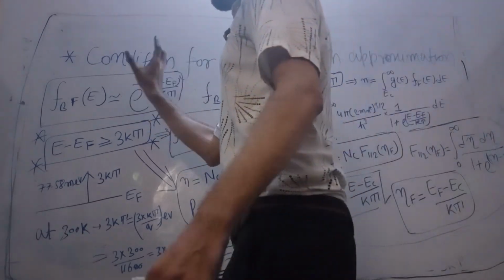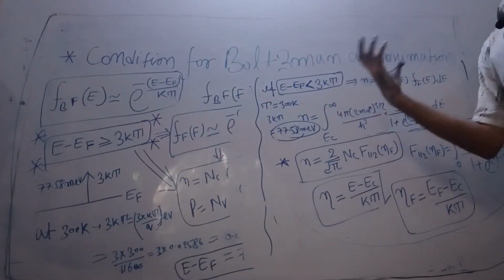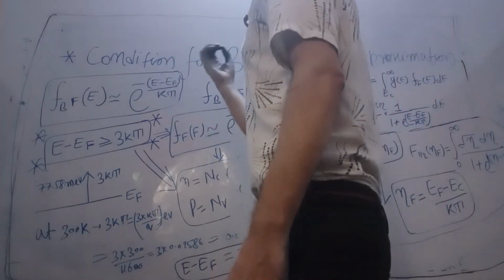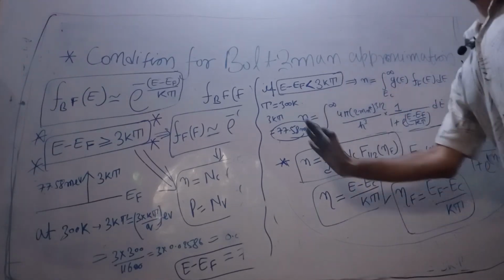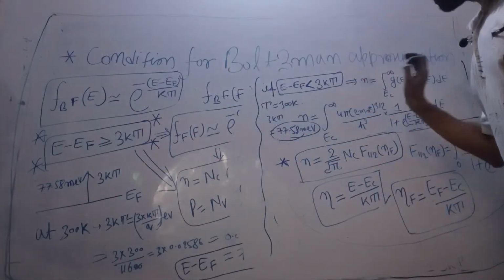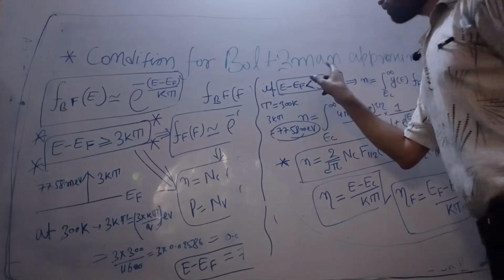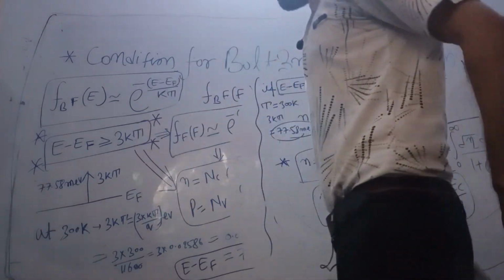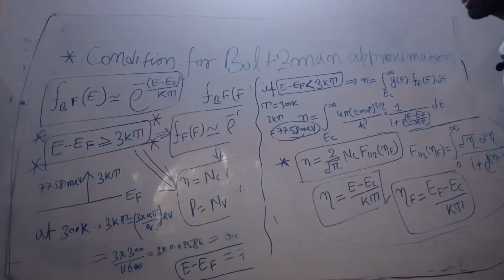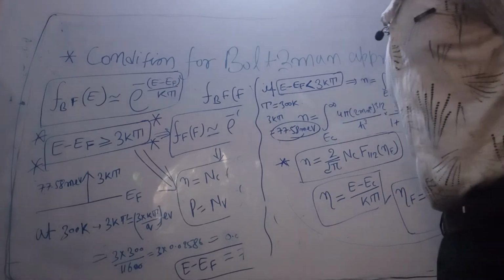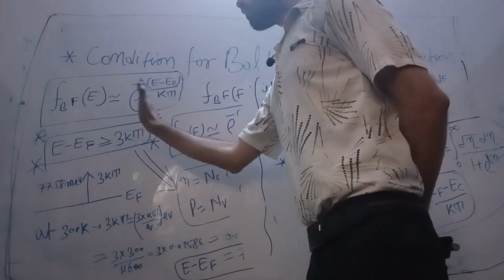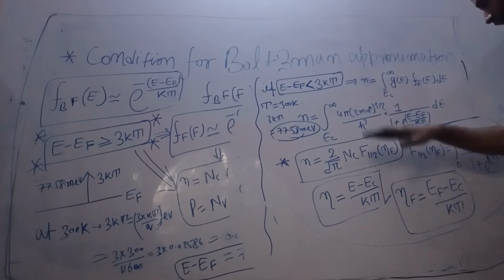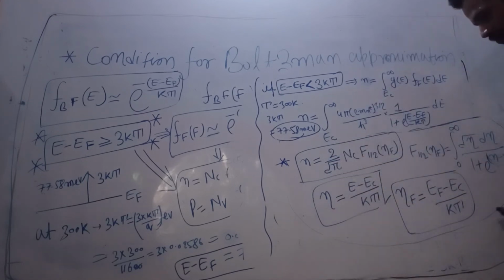These are the valid conditions for the calculation of charge carrier concentration: at what time you have to take the Boltzmann approximation into account, and at what time you do not. I think you have understood this condition now. Take it when it is greater than 3 kT, and do not take it when it is less than 3 kT. In that case, you have to solve like this.